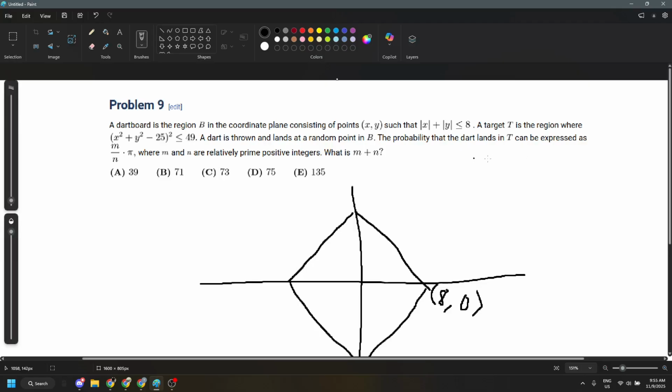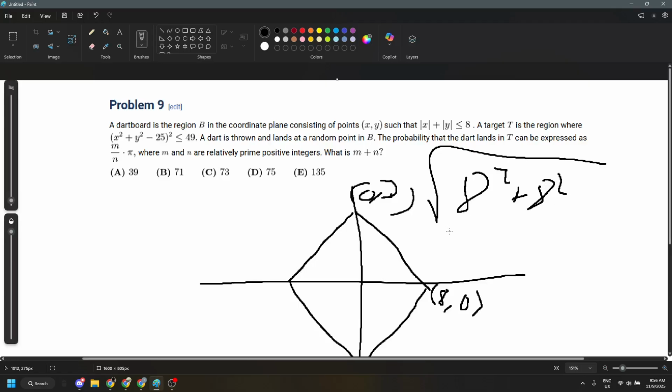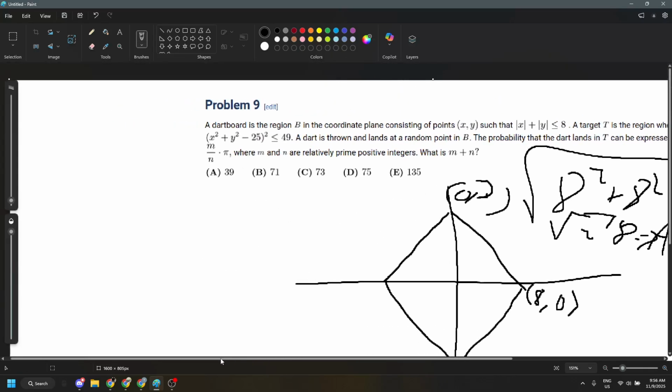If we're finding the probability that it lands in this one, we have to find this one's area. So of course it's going to be (0, 8). So this length is going to be the square root of 8 squared plus 8 squared, which is just going to be 8 root 2. So area equals that squared, which is going to be 64 times 2, which is 128.